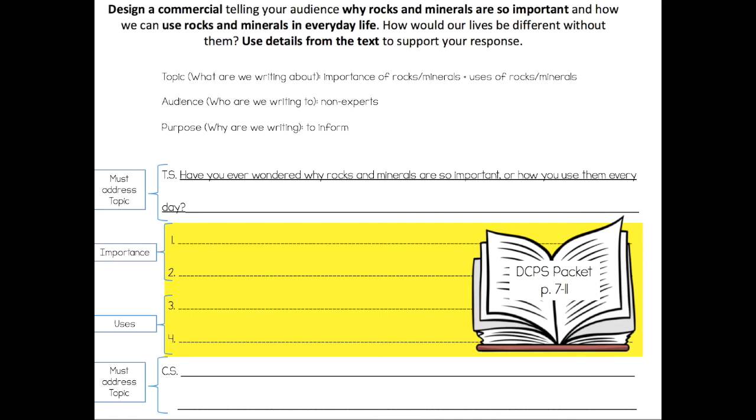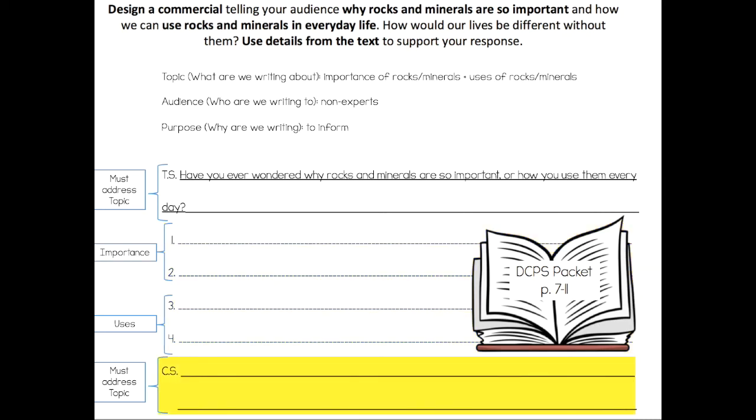Today, you are responsible for finding your text evidence. So far during distance learning, we've been working through gathering evidence together, but I trust your writing abilities that you will be able to find this evidence on your own. And whatever speaks to you as the most powerful examples of importance or the most powerful uses of rocks and minerals are the ones that I want to see in your essay.